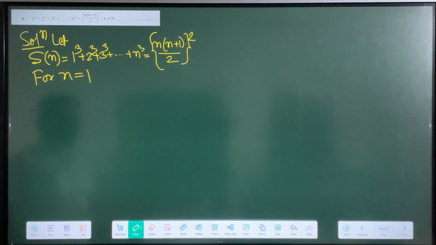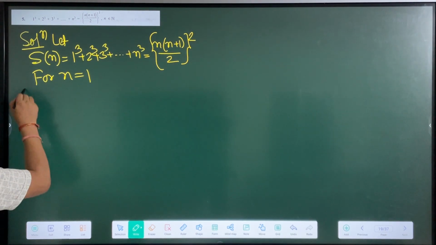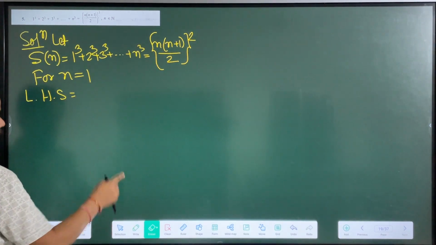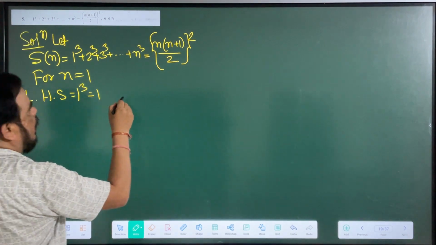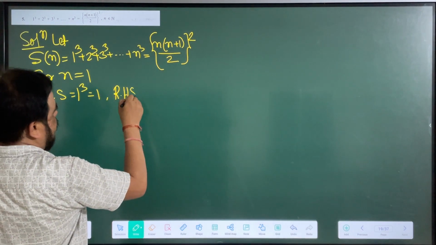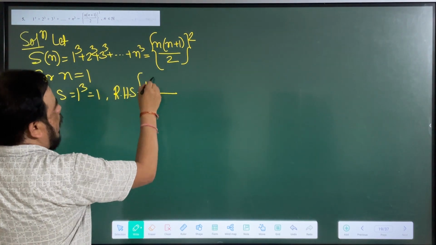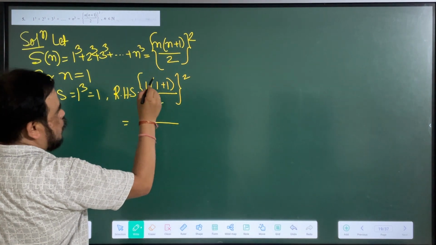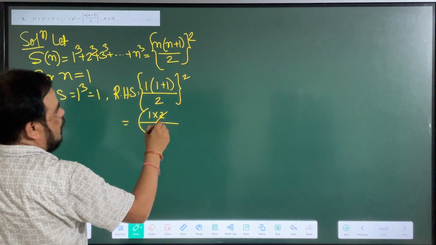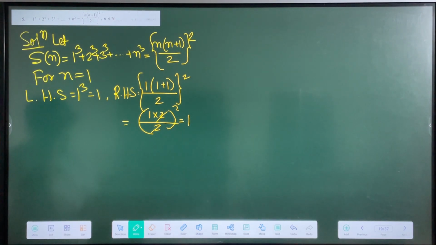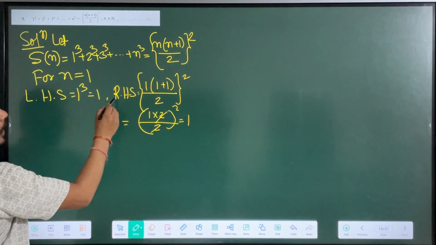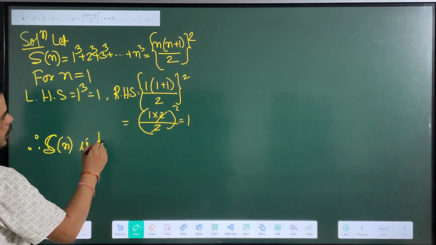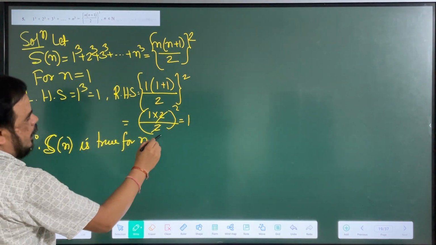You don't have to worry what to write. Directly, for n is equal to 1, LHS: first term is 1 cube, that is 1 only. Now let us see what is right hand side. 1 into 1 plus 1, that is 2. 1 into 2 by 2 whole square, it is 1 only. So left hand side is 1, the RHS is also 1. Therefore Sn is true for n equals to 1.